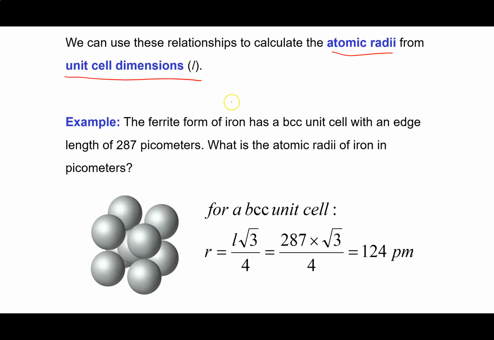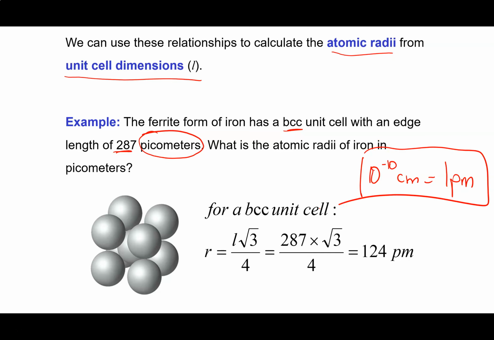It says the ferrite form of iron has a body-centered cubic unit cell with an edge length of 287 picometers. Picometers is a really common unit of measurement for when we're dealing with things at the size of a crystal's unit cell. And an important relationship is that 10 to the minus 10 centimeters is the same as 1 picometer. You might want to make a note of that and have that information handy. It's going to be important later on.